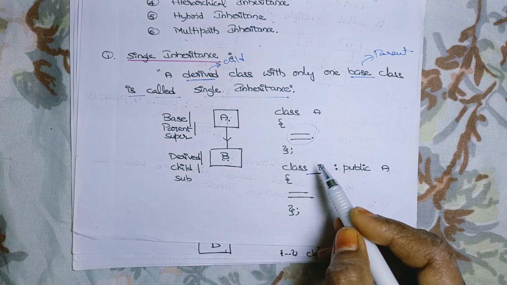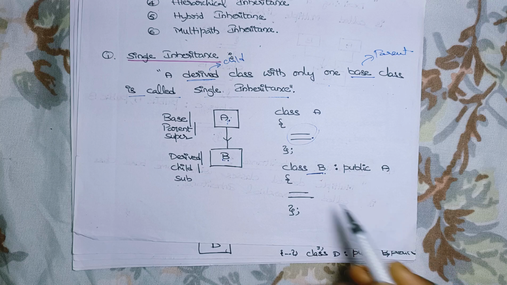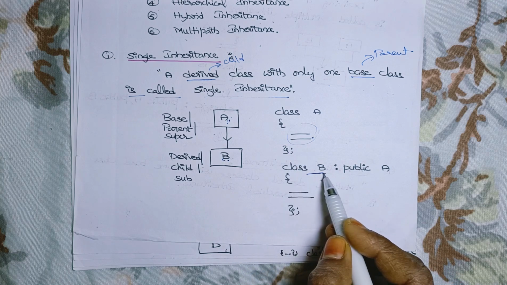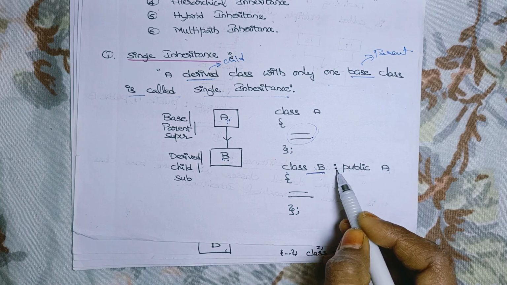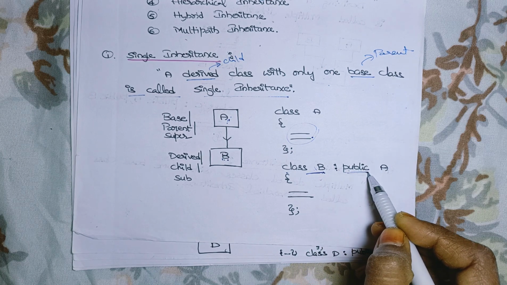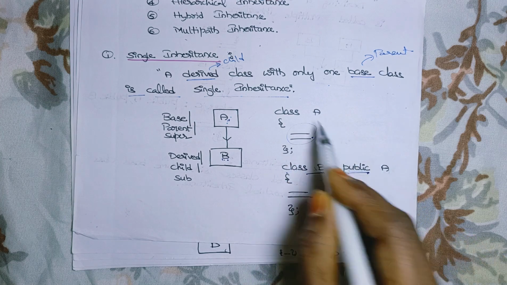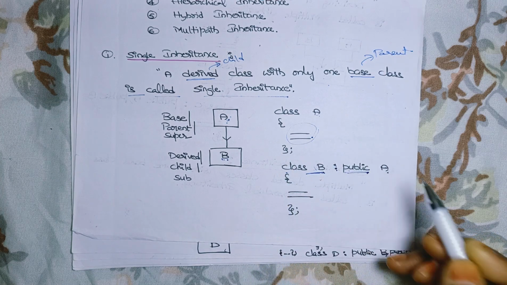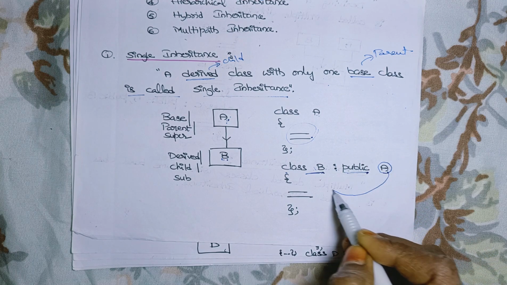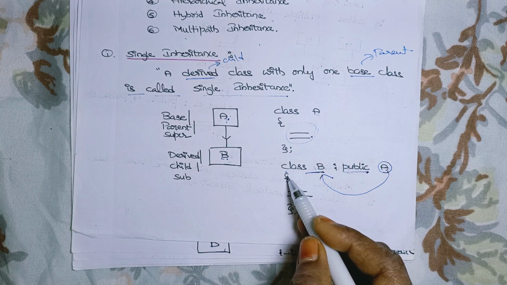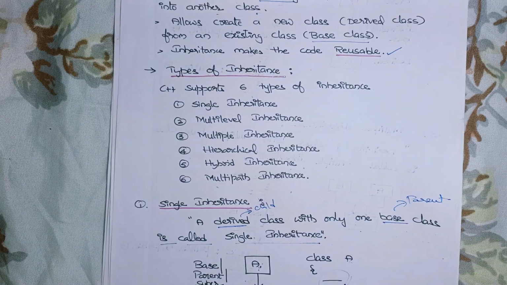If you want to get class A properties in class B, what is the syntax? Class, then the derived class name, for example B, a colon, and then the visibility mode, either private, public or protected; you can use public. Then the superclass name, which is the parent class name, which means that class A variables and methods you can access in class B. Class B is closed here. This is the simple syntax. Later we will see the programs one by one.